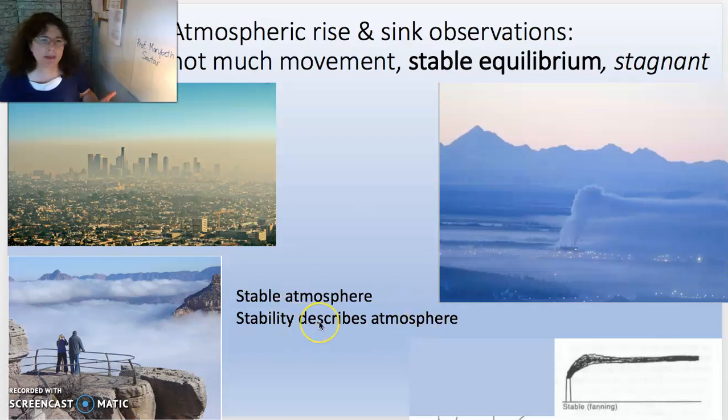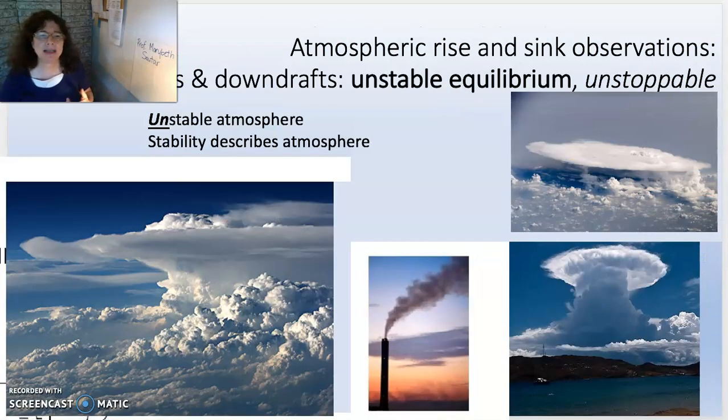Stability describes the characteristics of the atmosphere. These atmospheres without much movement are called stable atmospheres. On the other hand, you can look at atmospheres that have very fierce updrafts and downdrafts. You see it here. The hallmark of an unstable atmosphere with huge updrafts, and the downdrafts are over here in the blue sky around it, fierce downdrafts, is that unstable atmospheres break through the stratosphere lid.